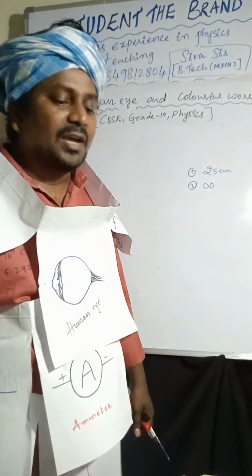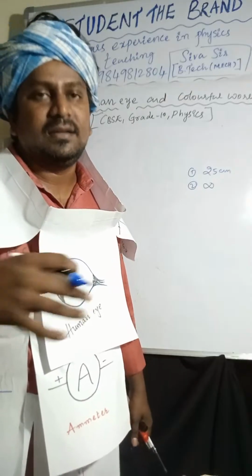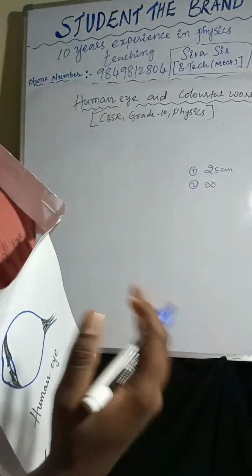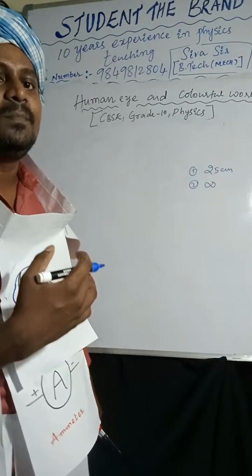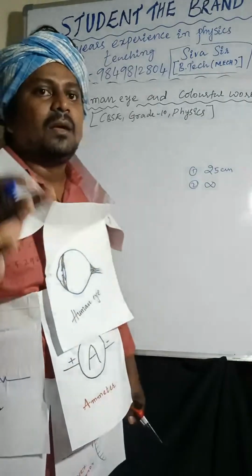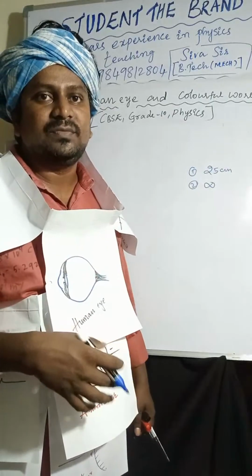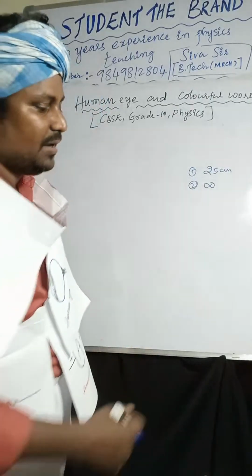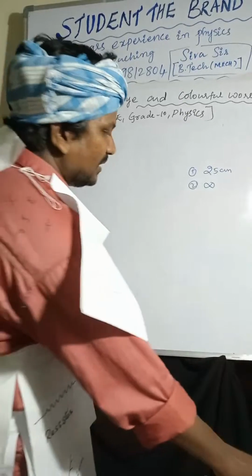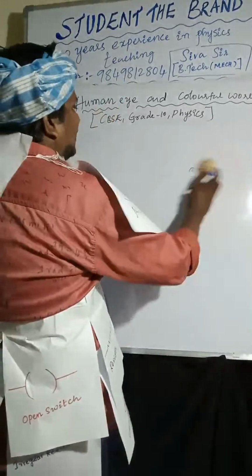How can we rectify and correct this defect? By using a concave lens, we can correct this defect. Now let me draw the diagram. We'll see how to draw it.